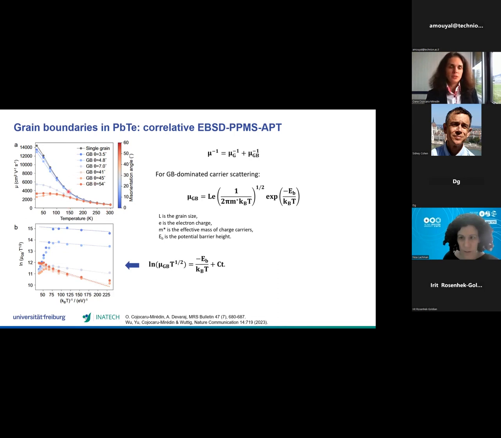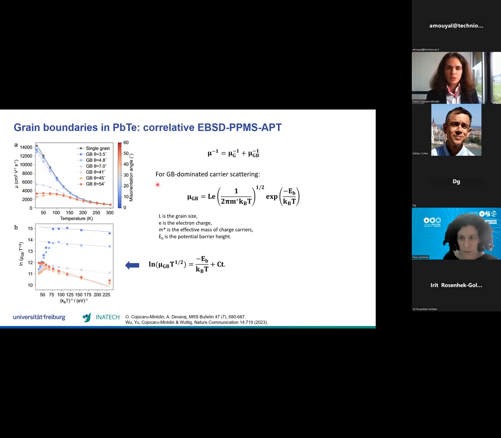But the differences start to appear below 150K. And we see nicely here that we have a big differentiation and a big scattering phenomenon for the high angle grain boundary. We observe still scattering at 7-degree misorientation angle, but we have no scattering of the electrons at the low misorientation angles. And this was really very interesting. So we already have a very nice fit between the misorientation angle and the transport at the grain boundary position.